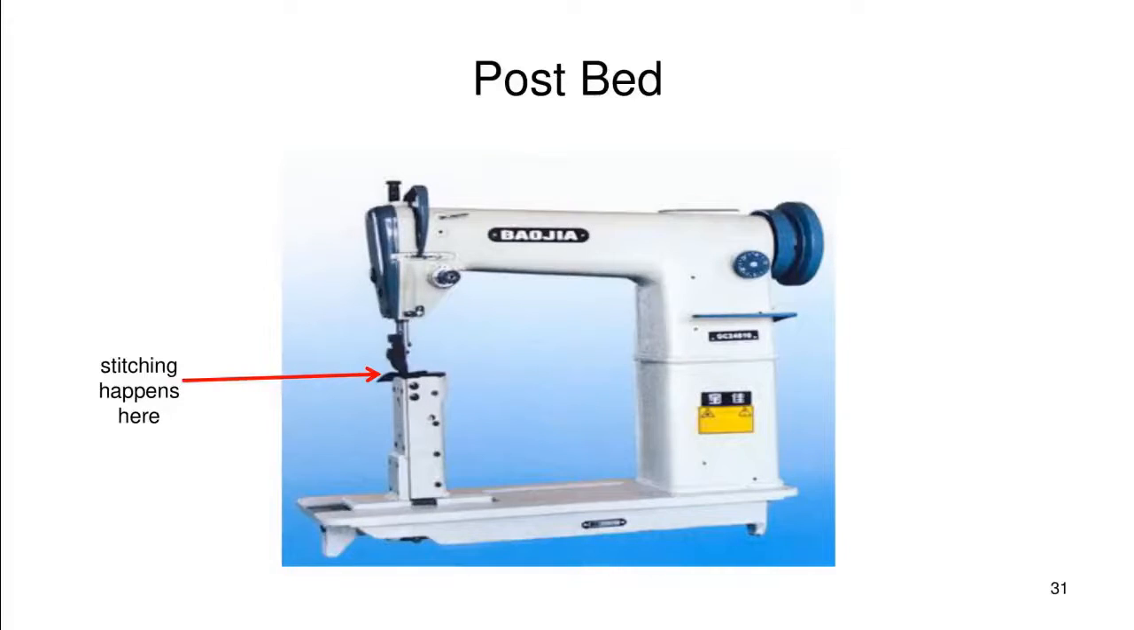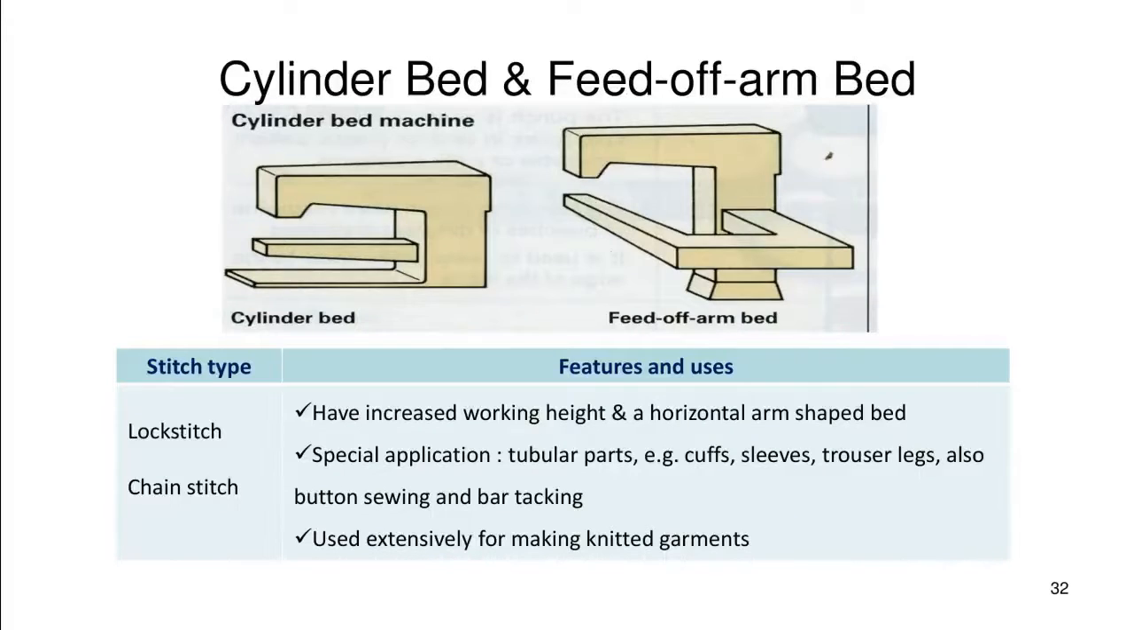That's slide 31. We go to slide 32, which covers two of them. These are expensive machines, cylinder bed and feed of arm bed. Normally small companies, firms, and small operators don't use them because they're very expensive. And the kind of operations and the kind of stitches which can be done on the cylinder bed and feed of the arm bed cannot be done using flatbed machines.